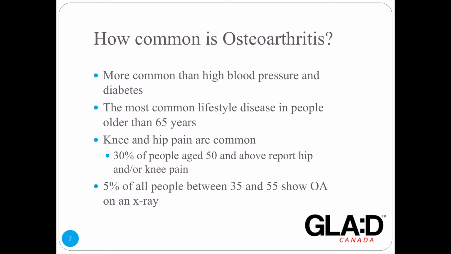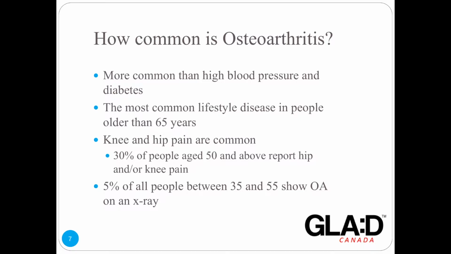So osteoarthritis is actually very, very common. It is more common than high blood pressure and diabetes. It is the most common lifestyle disease in people older than 65 years. And it's not just for individuals over the age of 65. Knee and hip pain are very common, particularly in people age 50 and above. About 30% of people age 50 and above will report some hip or knee pain.